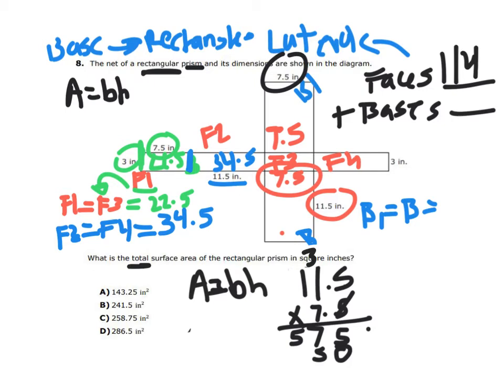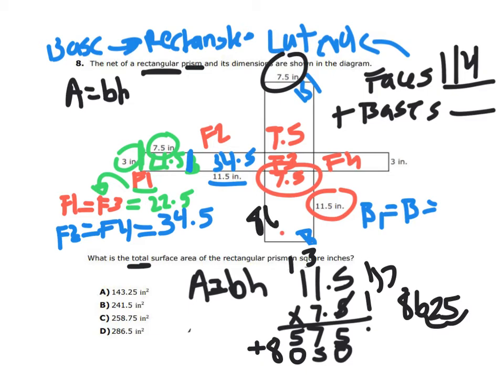Put a 3 there. 7 times 1 is 7, plus 3 is 10. 7 times 1 is 7, plus 1 more is 8. So when I add them up, 5 plus 0 is 5. 7 plus 5 is 12. 5 plus 1 is 6. 8 plus 0 is 8. Now I go back and count decimals. 1 on top, 1 on bottom, 2 combined. Move it back twice. And the area of my base is 86.25.